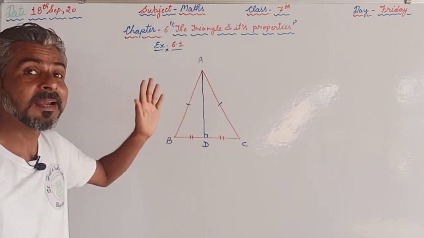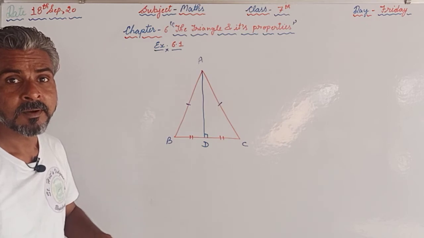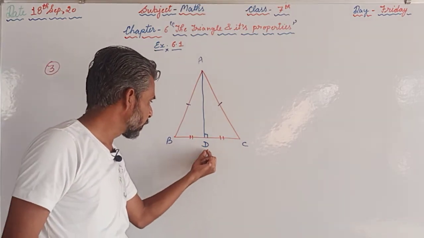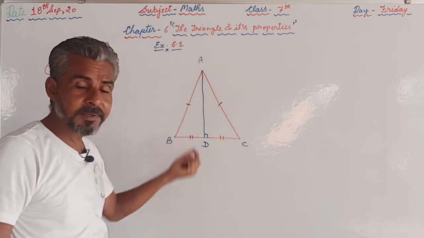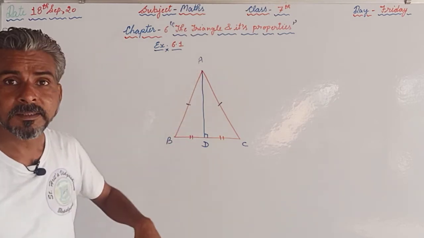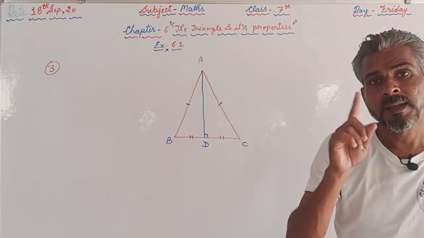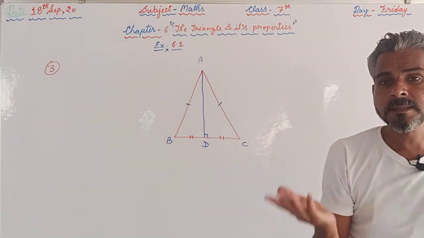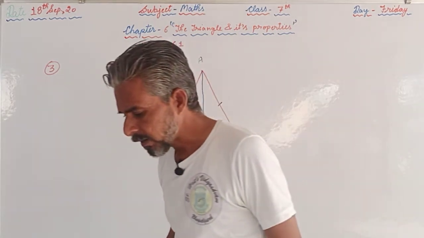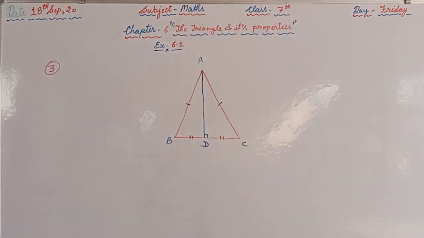If we are drawing the altitude, or if we are taking the midpoint D and drawing the median, then that will be the altitude. So in case of isosceles triangle, the median and the altitude will be same. So you can check that by drawing an isosceles triangle, and afterwards you can draw the median or altitude, and you can see whether these are same or not.